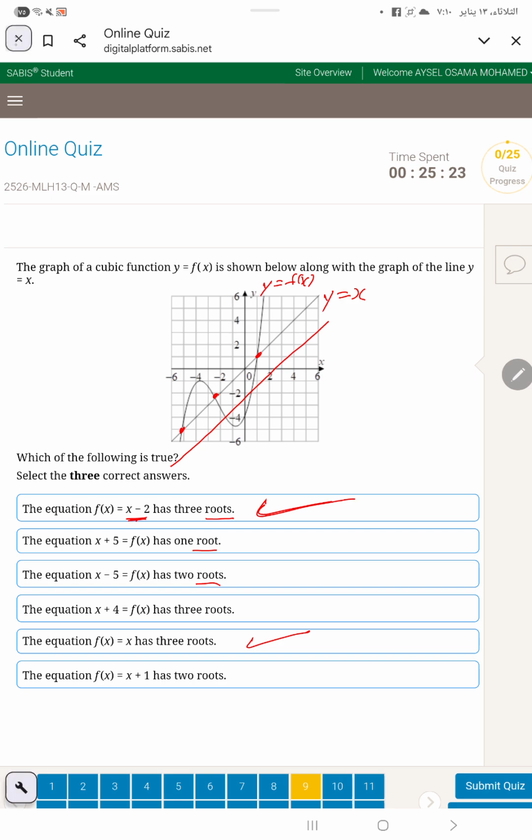Next, if you take this graph, y equal x, if you take it 5 units up, it becomes like this. It will cut it only once. This means second option is correct.